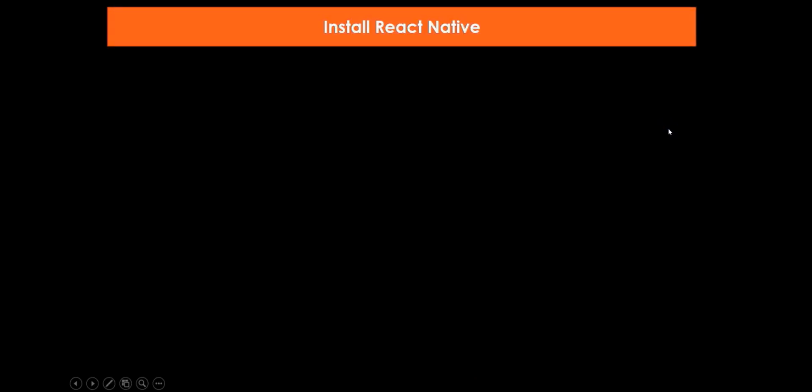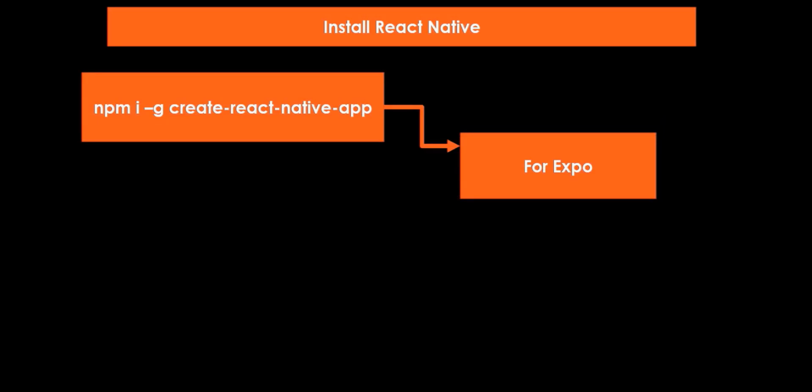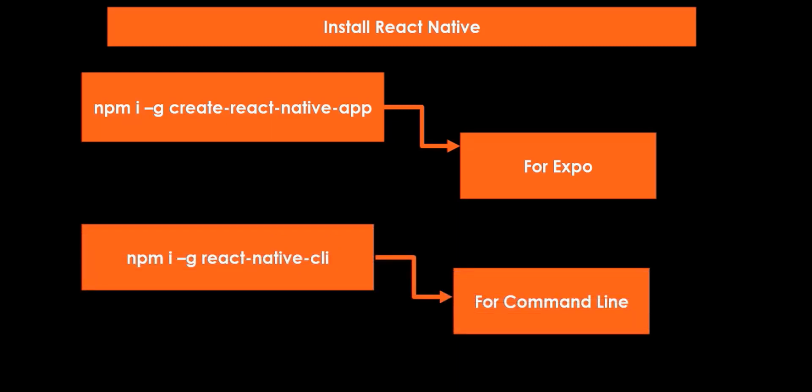Now after all of this, we need to install React Native. You can simply run npm i -g create-react-native-app, which will provide you the Expo dependency. npm provides us the Node package manager, i stands for install, and -g means we are installing this globally on our system. And if you want to work with the command line, you can install npm i -g react-native-cli. So this will be for the command line CLI.